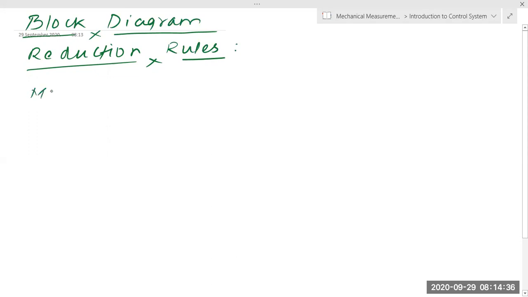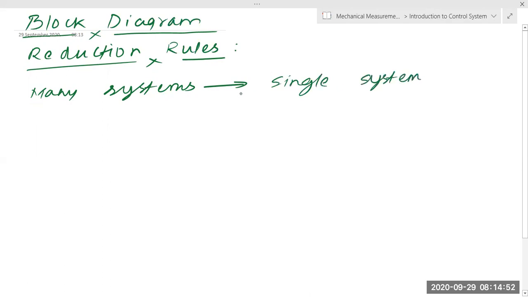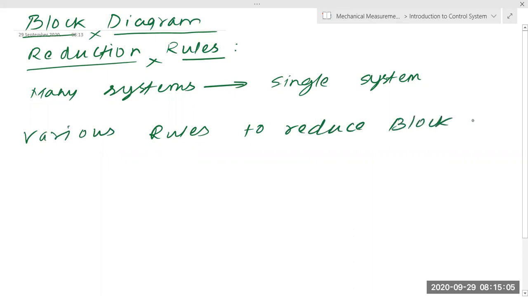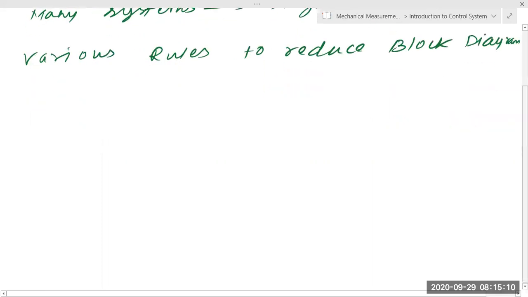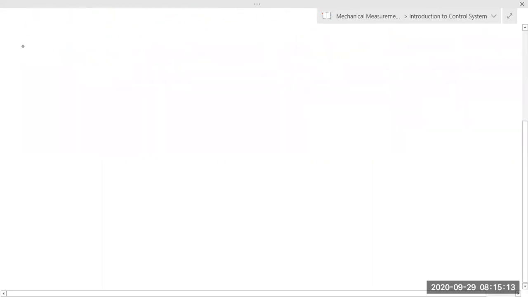There will be many systems, actually control systems, which we can even call a system. So we want to convert many systems into a single system. This is important. Now, what are the various rules to reduce a block diagram that we need to study in today's lecture? I'll give you various rules and it is very simple for you to understand.